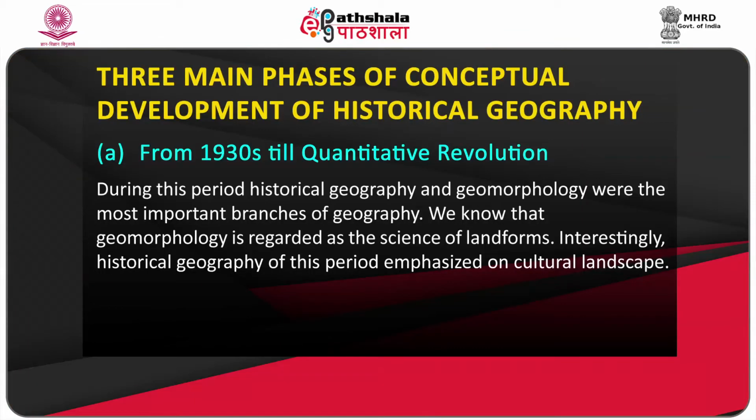Johnston has identified three main phases of conceptual development of historical geography in the Anglo-American world after the First World War. From the 1930s till the quantitative revolution, what happened during this period? During this period, historical geography and geomorphology were the most important branches of geography. We know that geomorphology is regarded as a science of landforms. Interestingly, historical geography of this period emphasized cultural landscape.